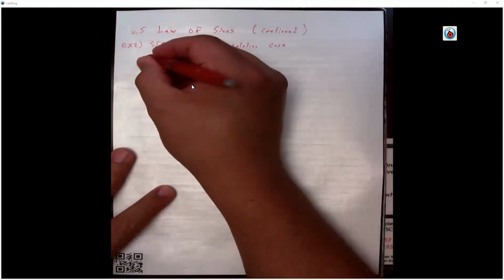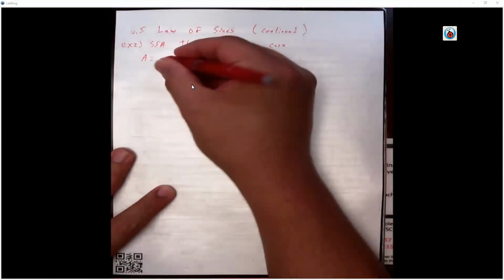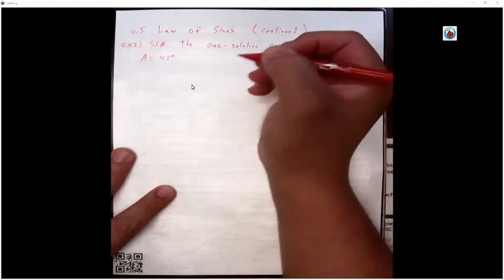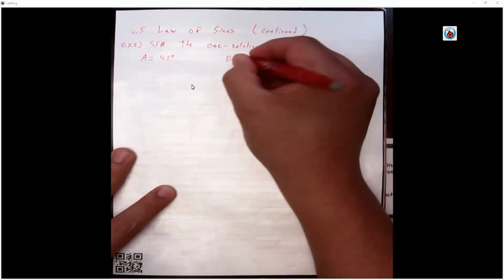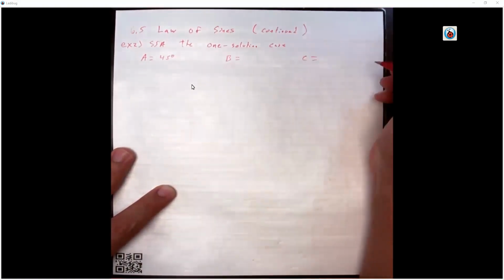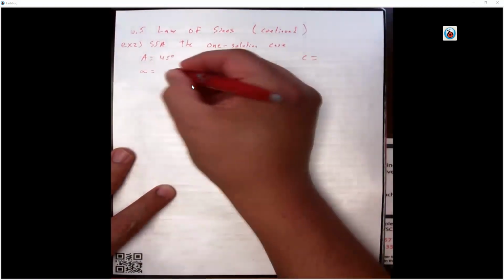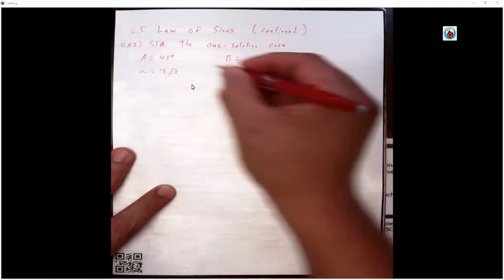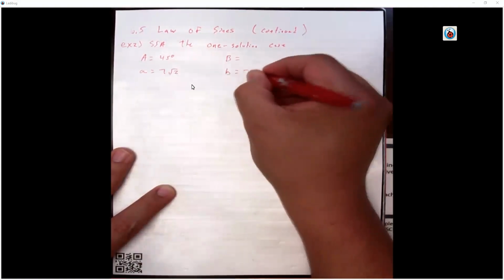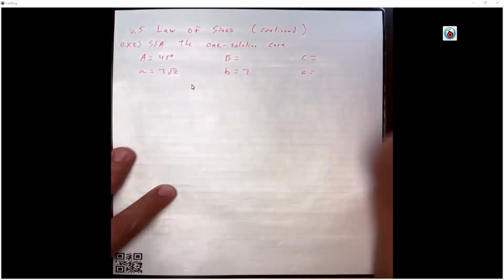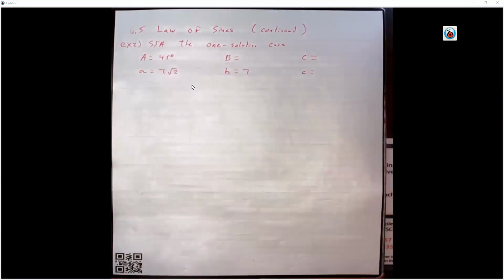So this example only gives us A equal to 45 degrees. It does not give me angles B or C. It gives me little a, 7 square root 2, little b equal to 7. Little c is not given. So we only have these 3.